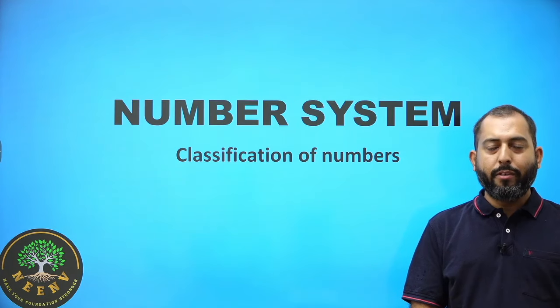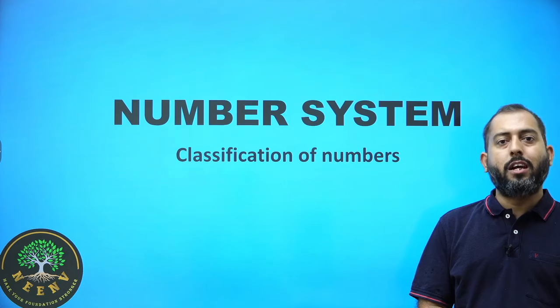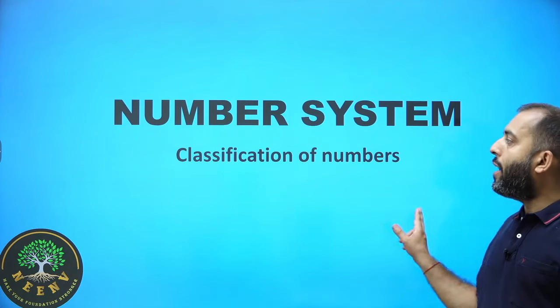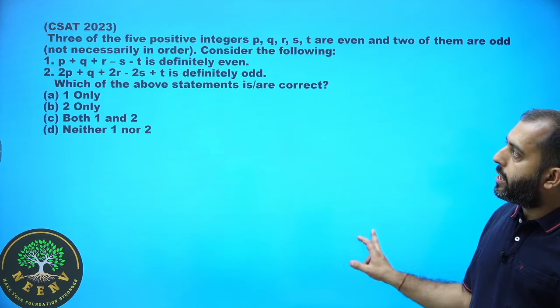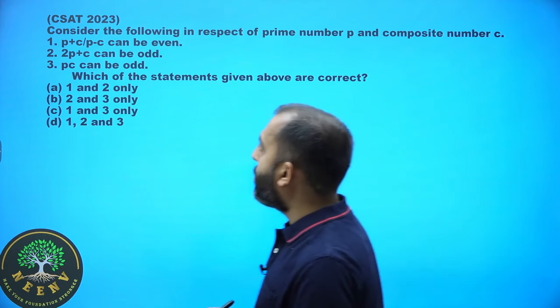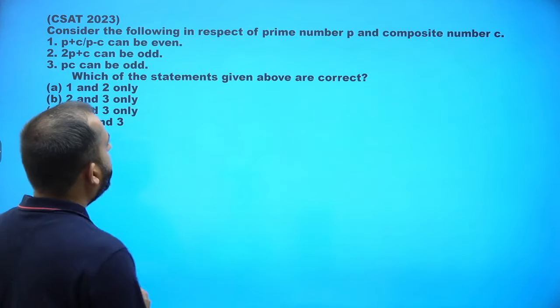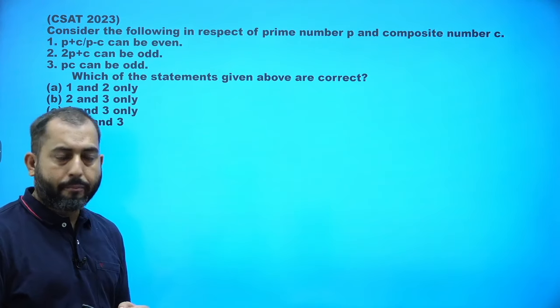Hello and welcome. We are discussing PYQs of number system and the theme was classification of number. We have already done few problems. Let's move on to the next case. So this is our next case. It says consider the following in respect of prime number P and composite number C.